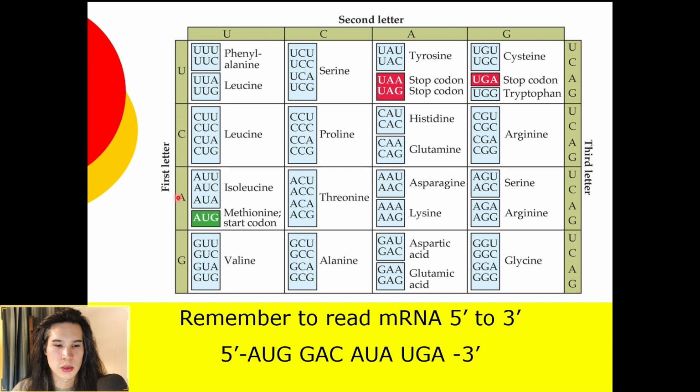So the cross section between A and U is this box. Now within this box, we just find G. Here's G, methionine. So that's going to start off your ribosome.